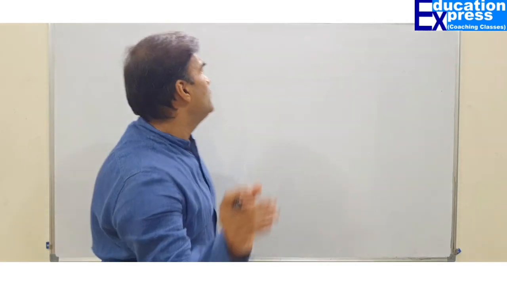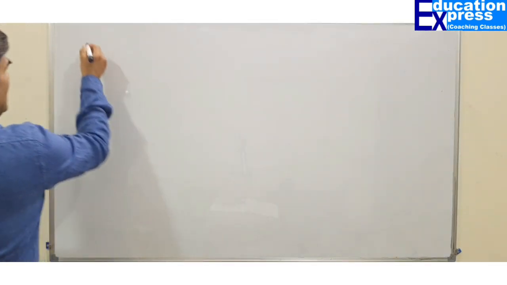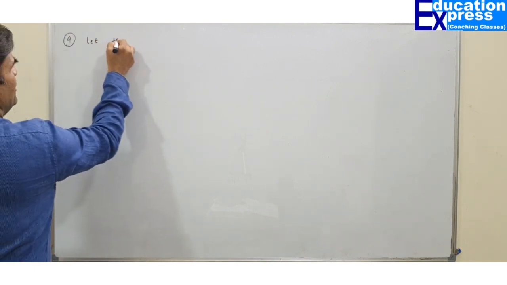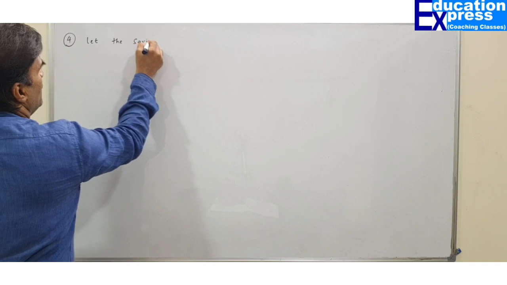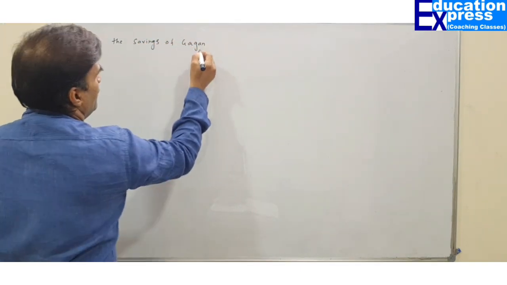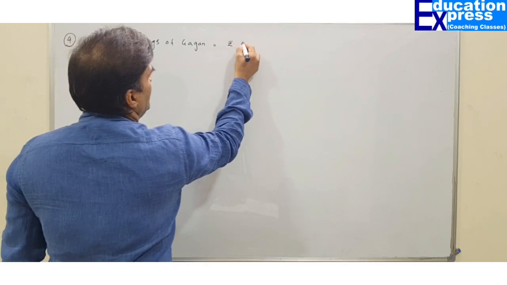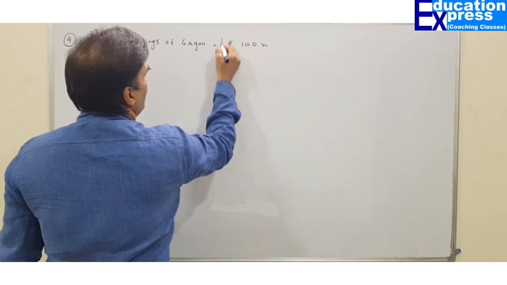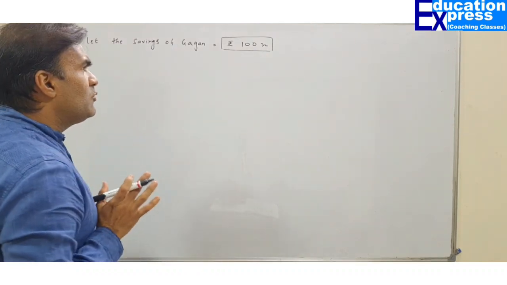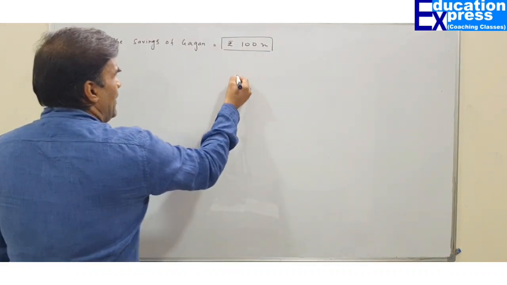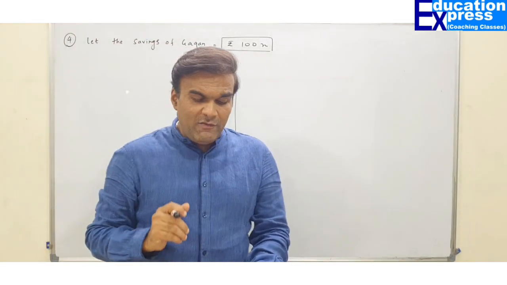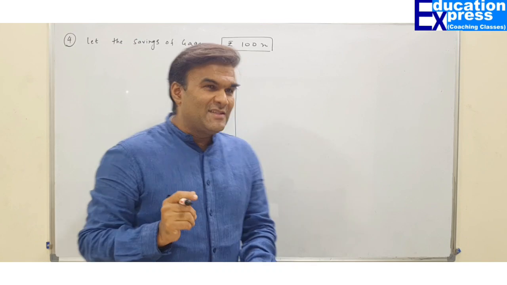So what I'm going to do is, this is question number 4. Let the savings of Gagan be rupees 100x. We have taken 100x; you could have taken x also. There is no problem. I am taking 100x. Now it is mentioned clearly: Gagan invested 80% of his savings.